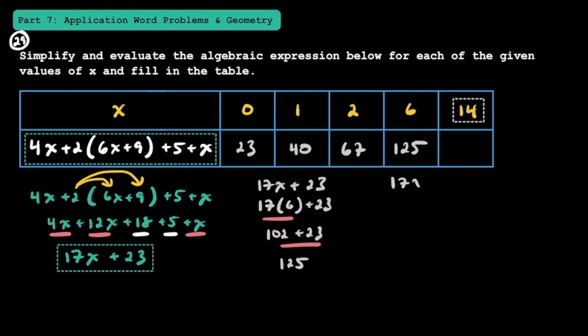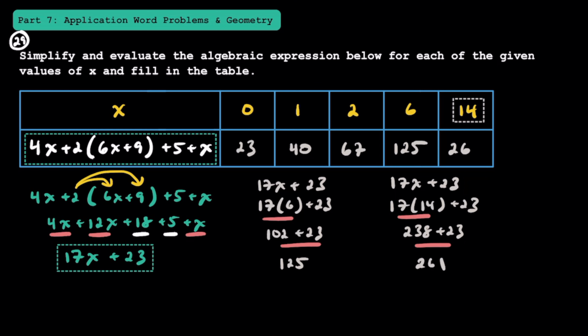And finally, we're going to evaluate this algebraic expression when x is equal to 14. We'll have 17 times 14 plus 23. And 17 times 14 is going to be 238, so we'll have 238 plus 23. And 238 plus 23 is going to equal 261. When x is 14, the value of the expression is 261.